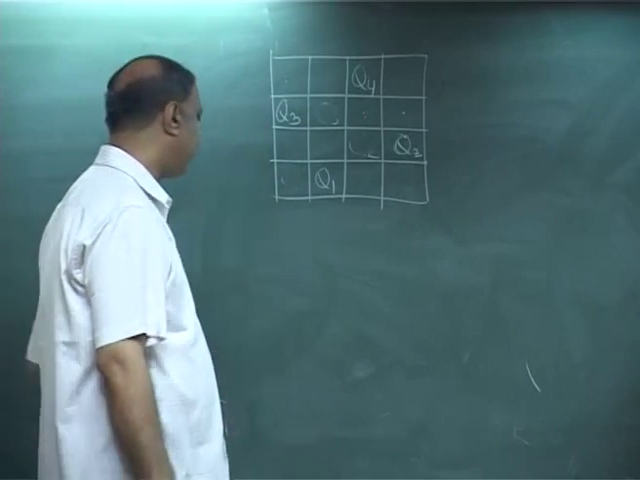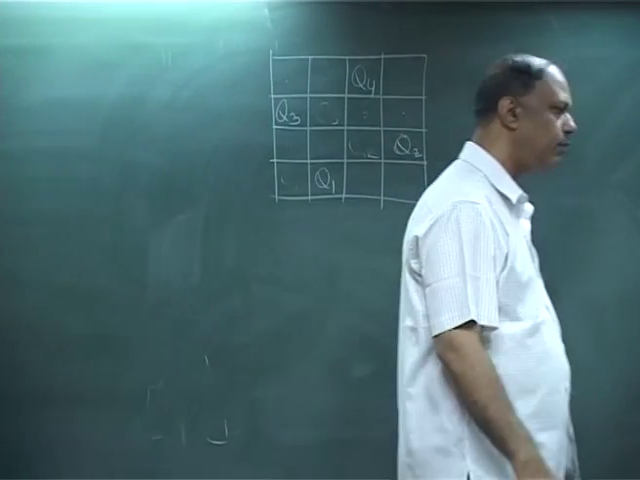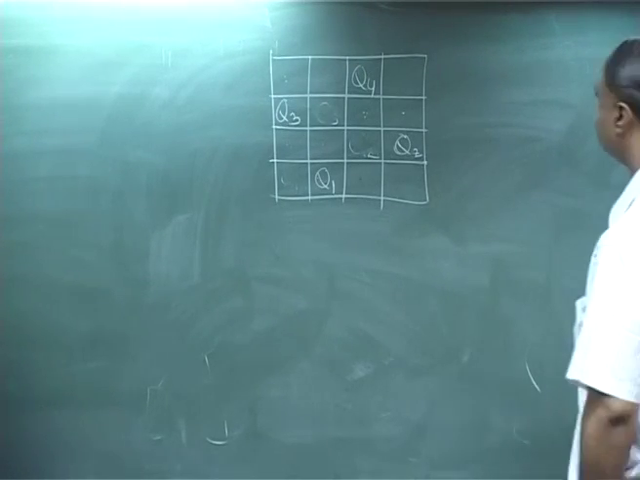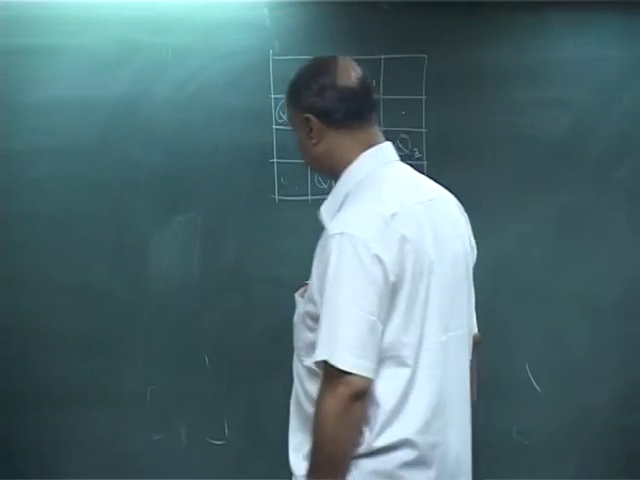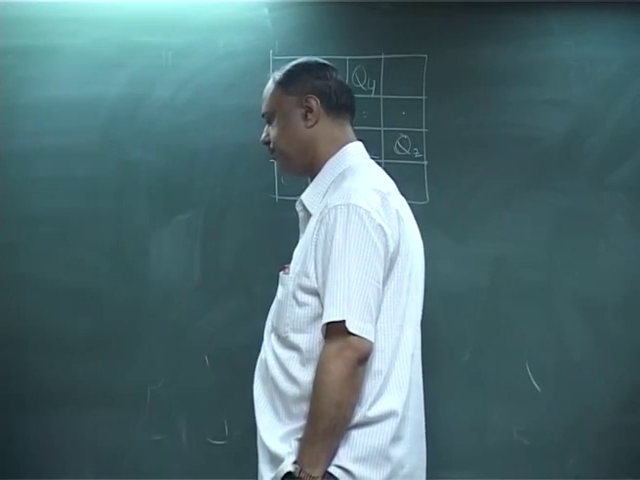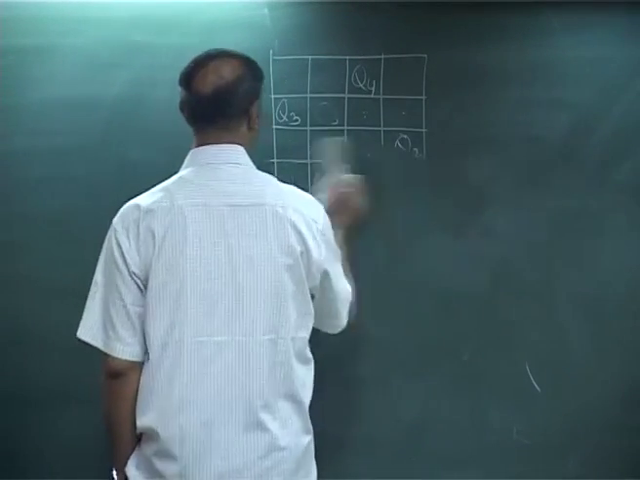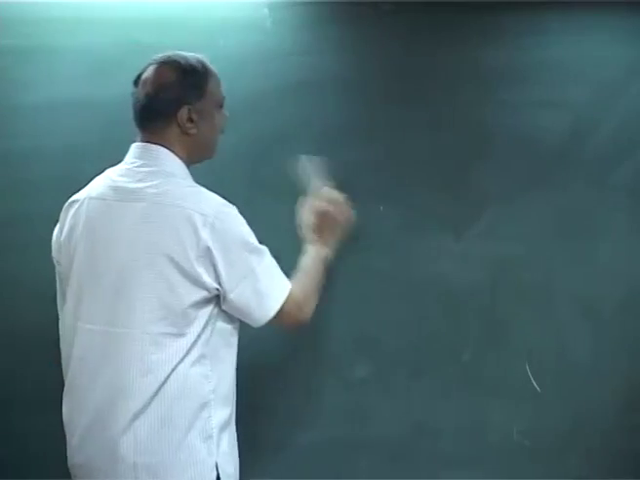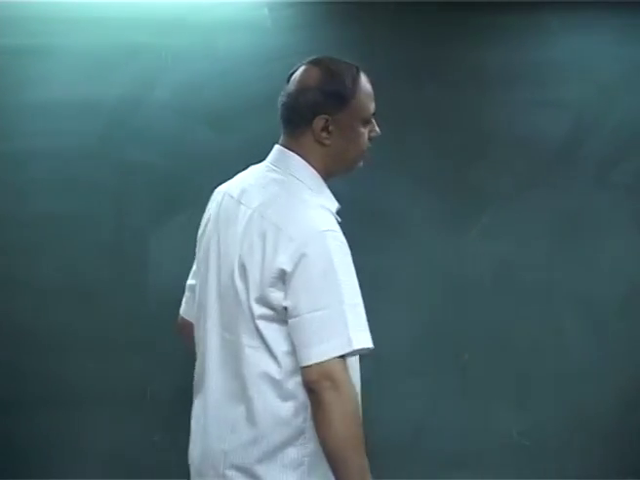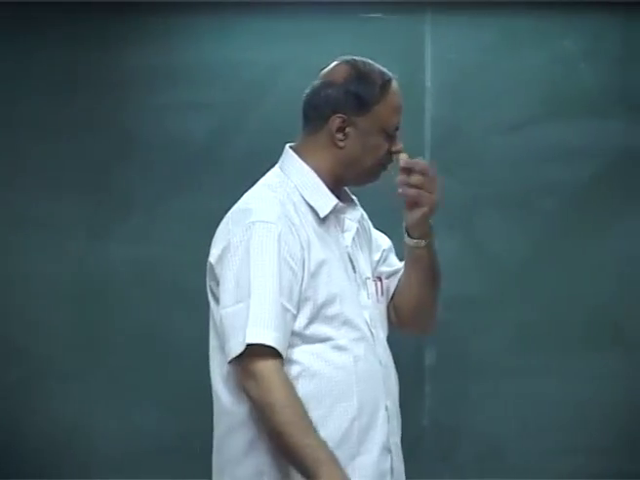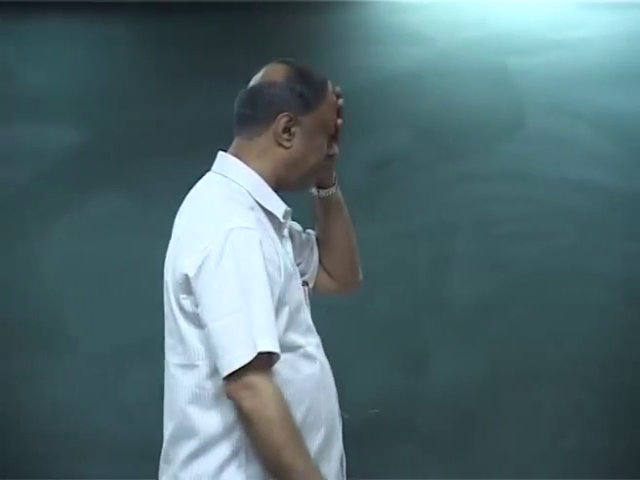Now there may be several, it is not the unique solution, you may have different ways to put these Qs in the chessboard to get a solution. Okay, so this is all about backtracking. Similarly, you can find out about branch and bound and other things.